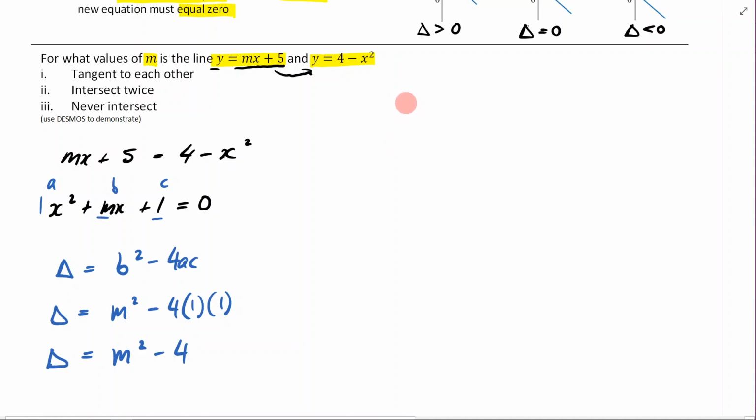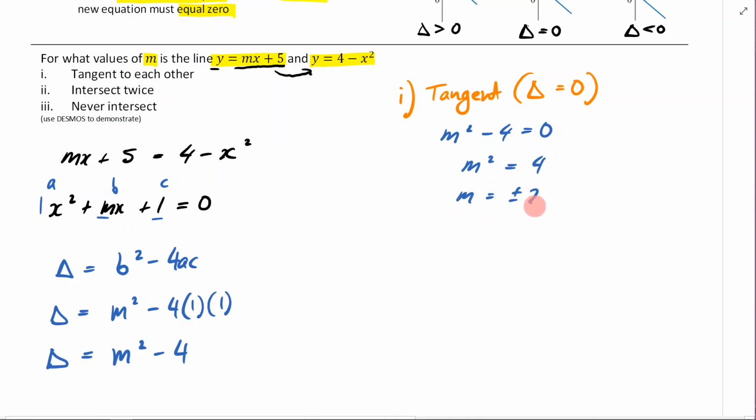Let's begin with number 1, which is tangent. If it's tangent, what that means is that it intersects once, so my discriminant will be equal to 0. All right, so I'm going to say m squared minus 4 is equal to 0. And now I want to solve this for m. There's a couple of different ways you could do this. One way would be to bring the 4 over to the other side. Then you could square root both sides. So that means when m is equal to plus or minus 2, I'm only ever going to have one solution. So it only intersects once when m is equal to plus or minus 2.